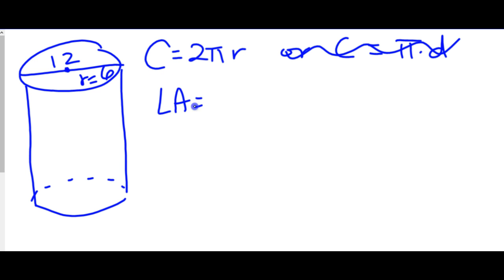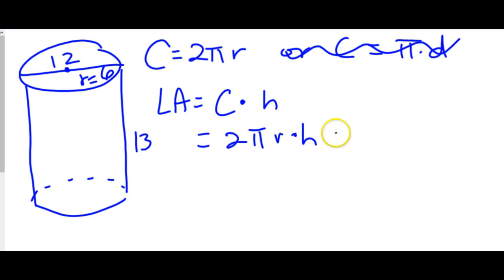And we know lateral area is circumference times height of the cylinder, which I should give you a height so we can actually find all this information. Let's say the height is 13. And we know circumference is 2 pi r. So plugging that in, we get 2 pi times the radius of 6 times the height of 13. Combining together the 2 times the 6 times the 13 gives us 156, and we're going to leave the pi there for now.